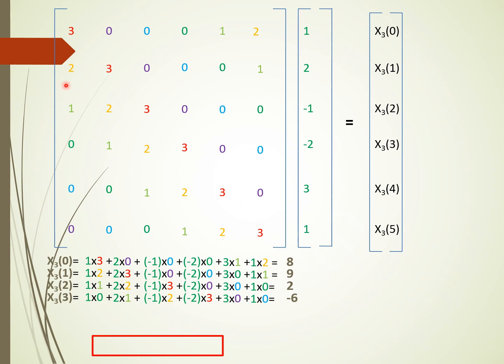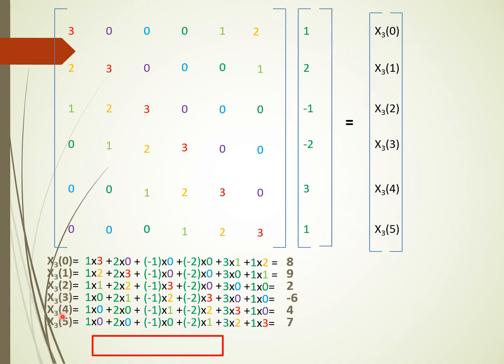Similarly, in order to find out the value of x3 of 1, multiply the elements of the second row with this column. So it is 2 into 1 plus 3 into 2 plus 0 into minus 1 plus 0 into minus 2 plus 0 into 3 plus 1 into 1. Similarly, multiply the values of the next row with the column, so you will arrive at the value of x3 of 2. In a similar manner, we will arrive at the values of x3 of 3, x3 of 4, and x3 of 5.